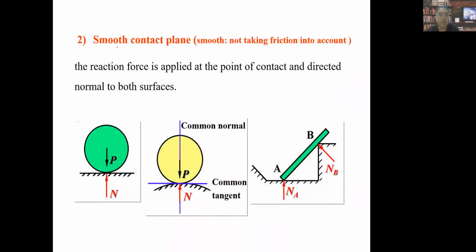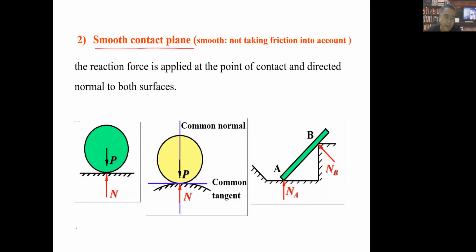The second one is the smooth contact plane. It's very complicated in English to express something. Smooth means we do not consider the friction force here, right? So the reaction force is applied at a point of contact and directed normal to both surfaces. For the first one, you can think about a ball stationary on the ground. You see, the active force P is exerted by the Earth on this ball, right?